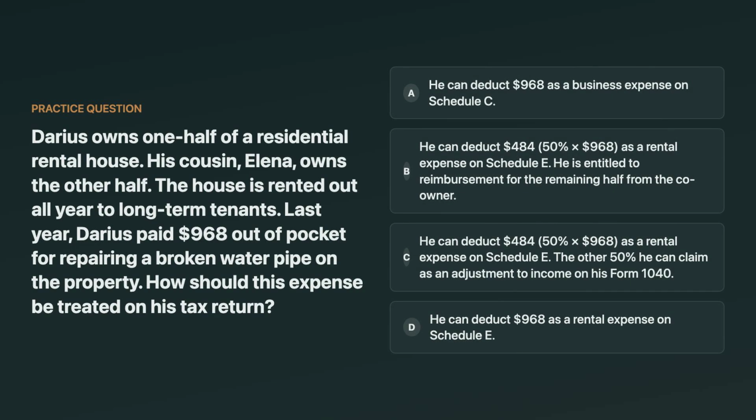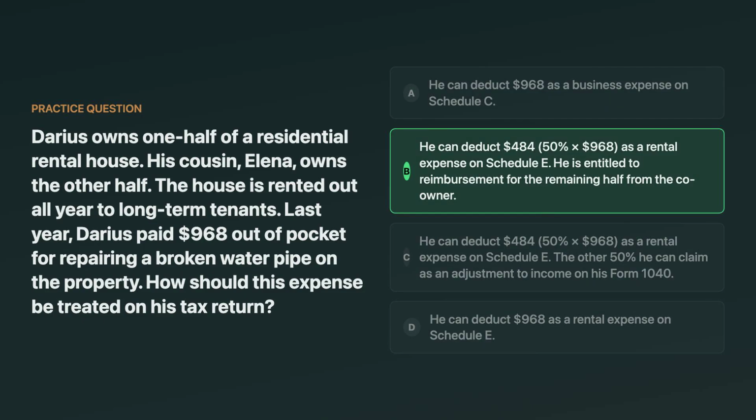Darius owns one half of a residential rental house, and his cousin Elena owns the other half. The house is rented all year to long-term tenants. Last year, Darius paid $968 out of pocket to repair a broken water pipe on the property. How should he treat this expense on his tax return? Your choices include deducting it on Schedule C, deducting half on Schedule E, or deducting the full amount. Think about it.